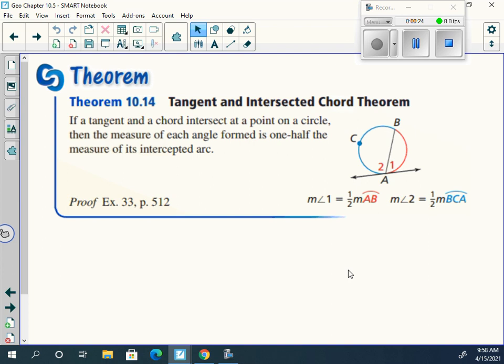So angle 1 here is going to be half of the measure of arc AB. Angle 2 is going to be half of the measure of arc BCA. So all we have to do is, if we have one of them, we can either divide it by 2 or multiply it by 2. Because if I have the angle measure, angle 1, I can multiply it by 2 to find its arc. Or if I have the arc, I can divide it by 2 to find the angle.